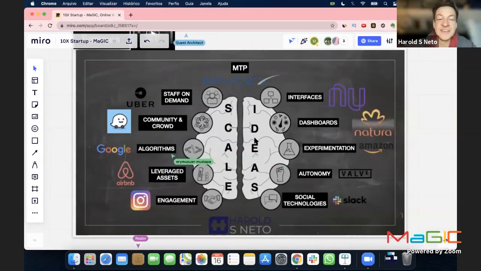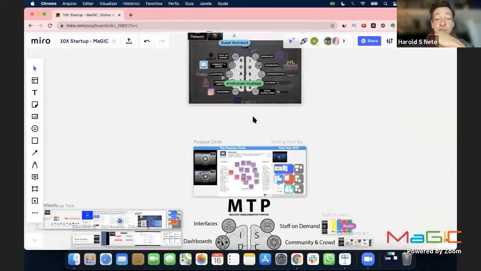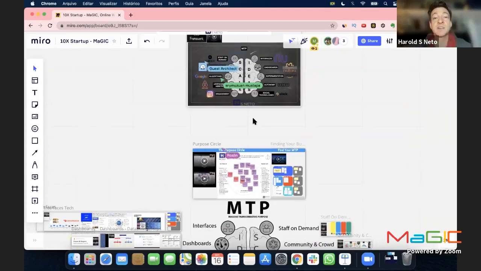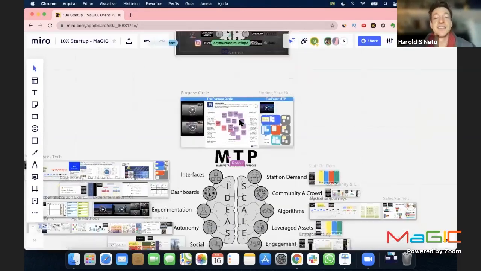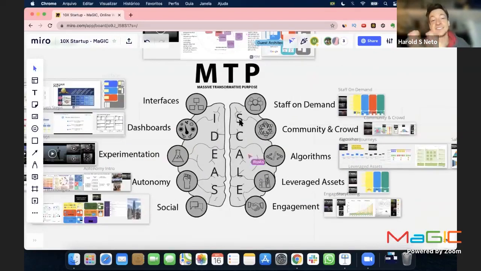So you have the IDEAS acronym. It makes sense. But then when we were building this concept, we also realized there's another strategic tool, very famous, called the business model canvas. And the business model canvas has the customer on the right-hand side. So as you see in the bottom part here, I have the SCALE on the right and IDEAS on the left. That was a mistake on my part. But everything was built already, and I didn't want to spoil it and move everything around, you know? So I left it like this.